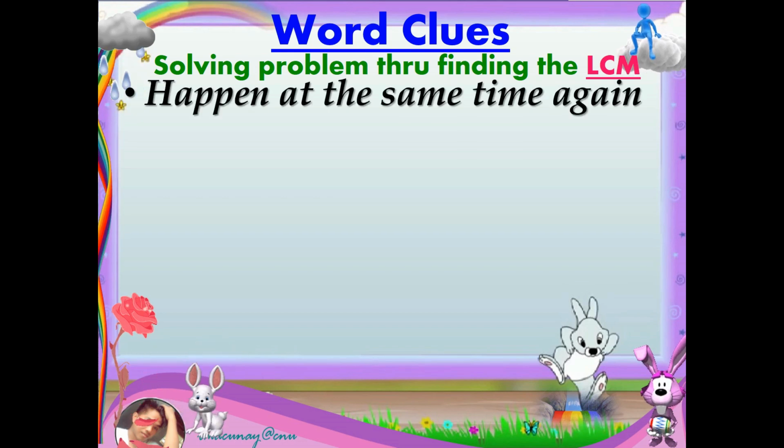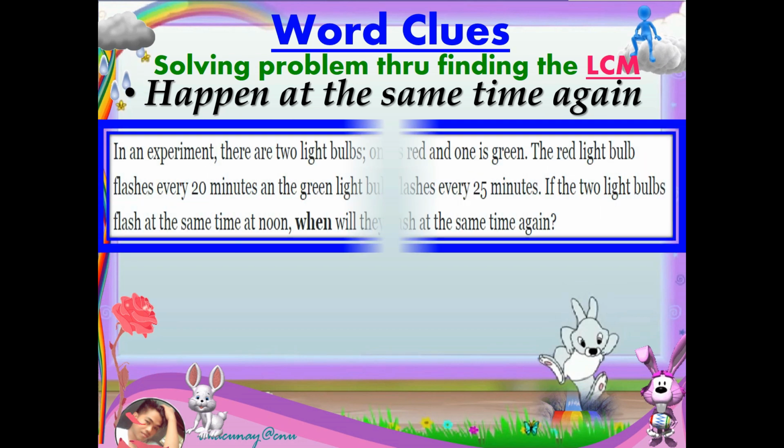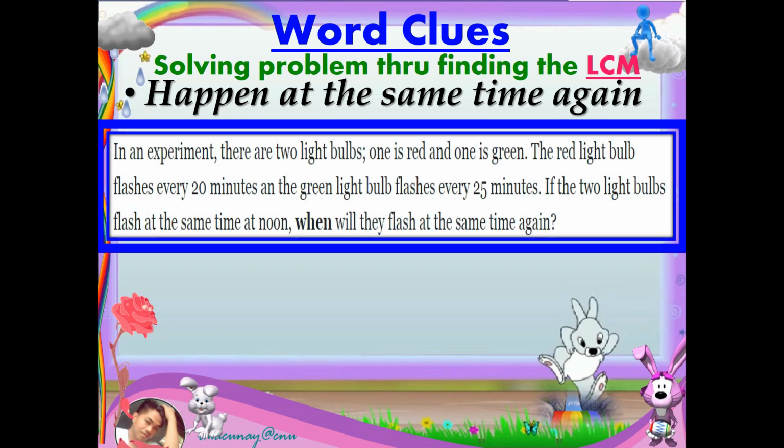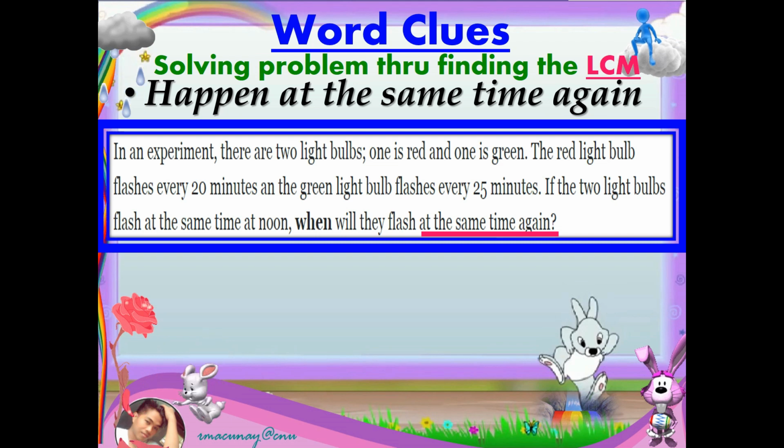Lastly, the 5th clue happened at the same time again. Take a look at the screenshot. If the 2 light bulbs flash at the same time at noon, when will they flash at the same time again? So you see, there's our clue, the phrase at the same time again. So there's no doubt finding the LCM is the way. I have actually read this type of question in many MTOP questionnaires, so please remember those.